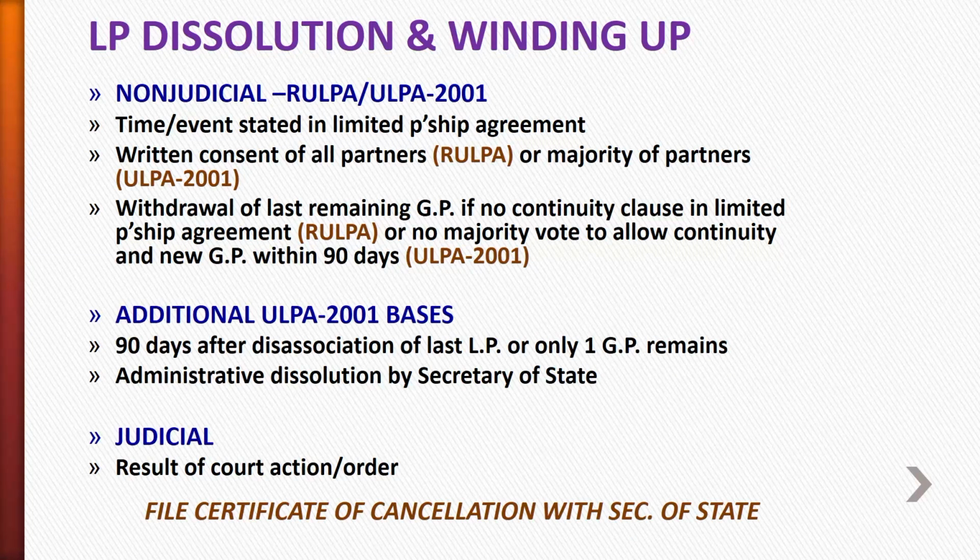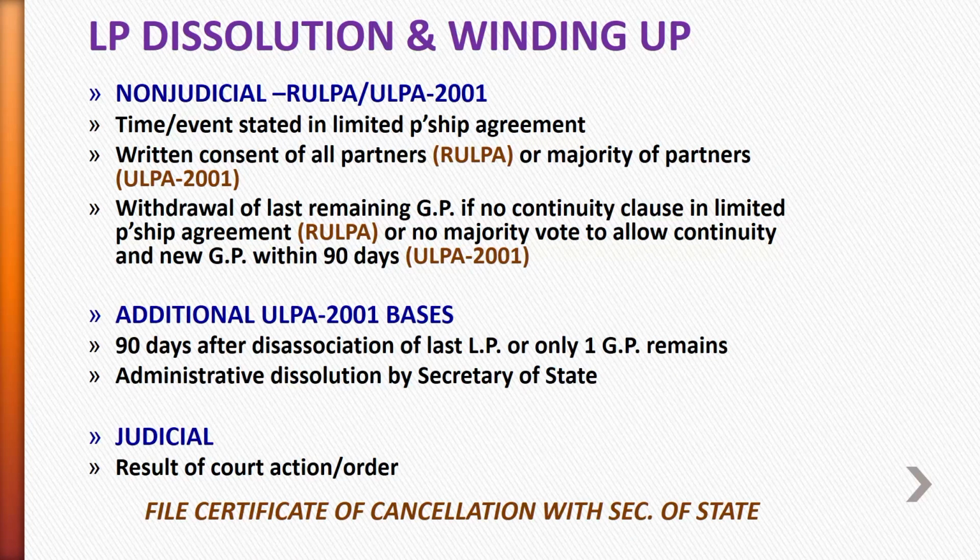All right, what about when you're not dissolving it on your own as the LP? When you've got the non-judicial part of it, we've talked about this, that if there's some time or event stated in there, it ends it. Written consent of all the partners under UPA, majority of the partners under UPA 2001, or if you find out that the last general partner has withdrawn and there's no continuity provision in the partnership agreement, or no majority vote to allow it to continue on with a new GP after 90 days. Under UPA 2001, 90 days after disassociation of the last LP, or if only one general partner remains and there's no LP, that's going to lead to the end of the entity.